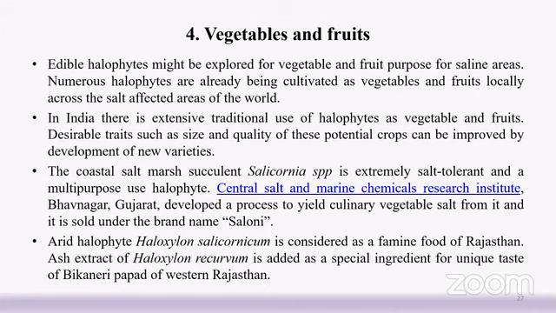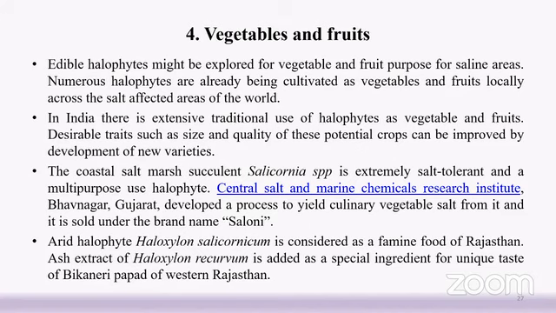The coastal salt marsh succulent Salicornia species is extremely salt tolerant and a multi-purpose halophyte. So the Central Salt and Marine Chemical Research Institute, Bhavnagar, Gujarat developed a process to yield culinary vegetable salt from it, and it is sold under the brand name Saloni. This salt did not come from the sea, it came from the plant. So it is plant-based salt.